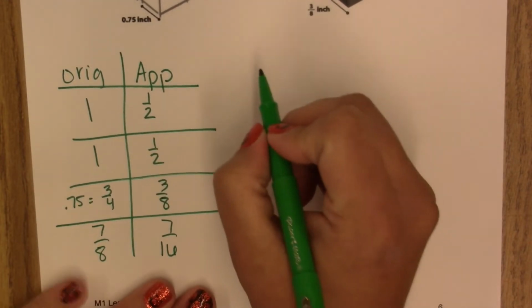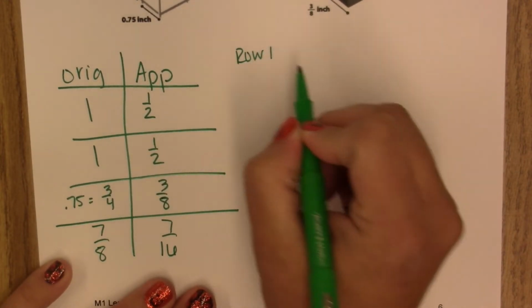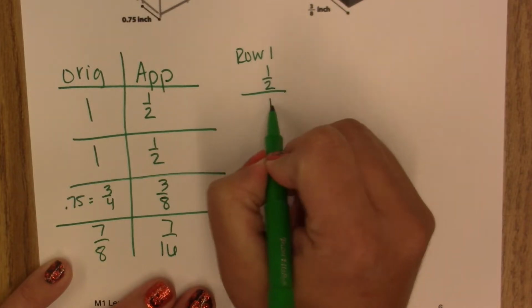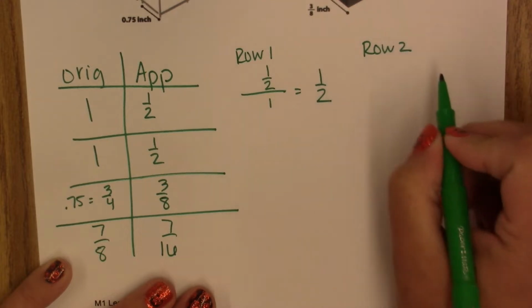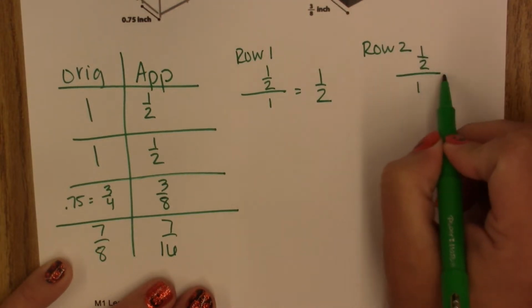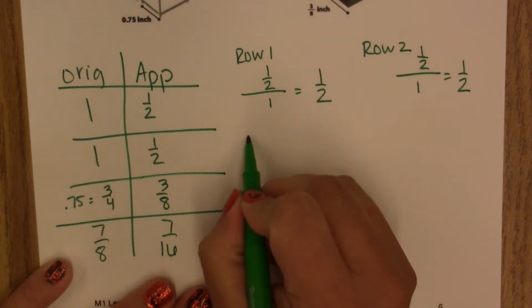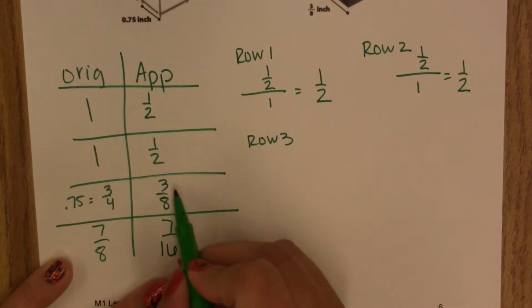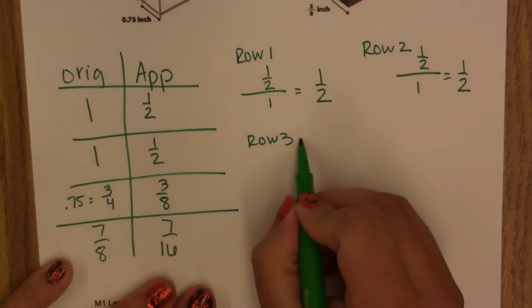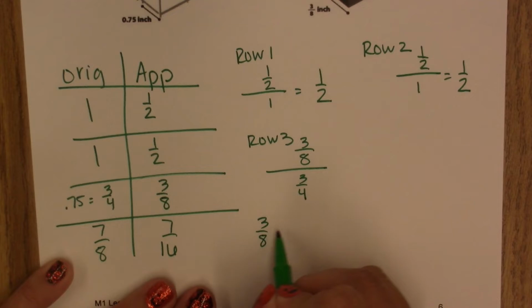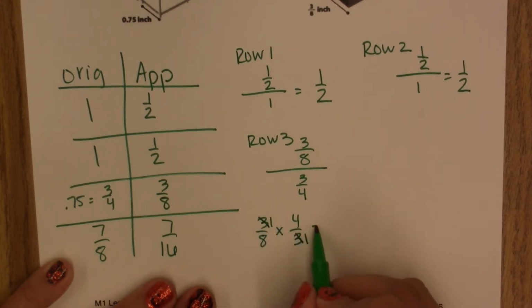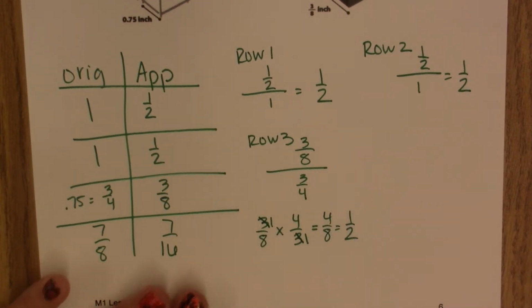All right, so let's start with row 1. We have 1/2 divided by 1, which is 1/2. Row 2, same thing, 1/2 divided by 1, which is 1/2. Row 3, we have 3/8 divided by 3/4. So keep, change, flip. I notice these are both 3s, so I can make them into 1s, divide them both by 3, and I get 4/8, which simplifies down to 1/2.